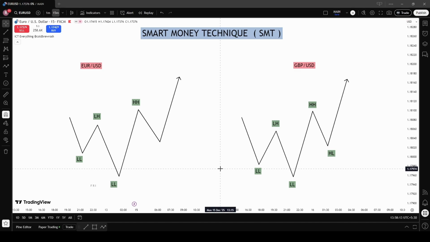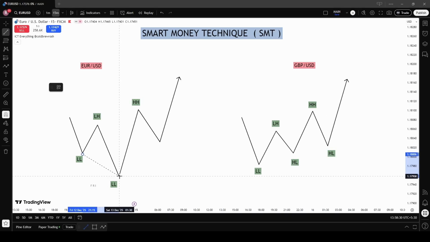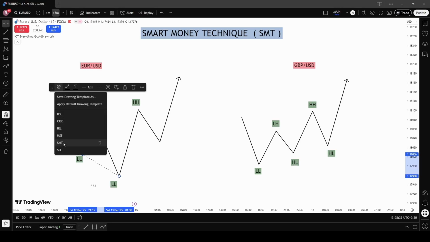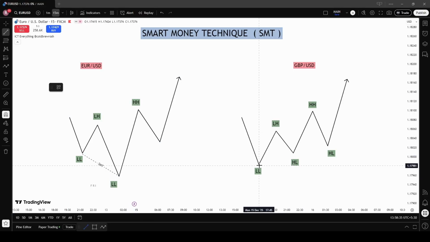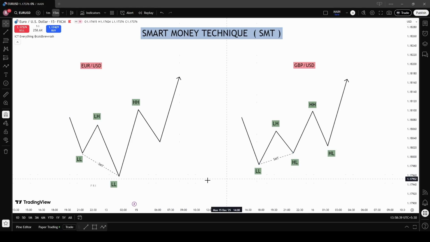intact. An SMT forms when this correlation breaks. Instead of both assets making a lower low, one asset makes a lower low, while the other forms a higher low. This divergence is what we call SMT. So here we have a lower low on one asset, but a higher low on the correlated asset. When we mark this out, it looks something like this. This SMT divergence is a strong indication that momentum is weakening and that a potential reversal may be forming.